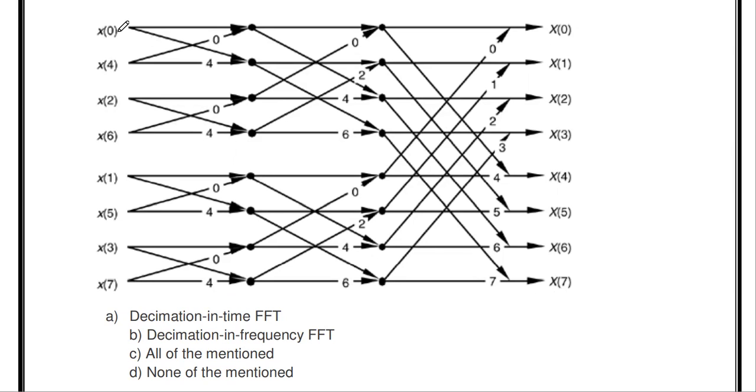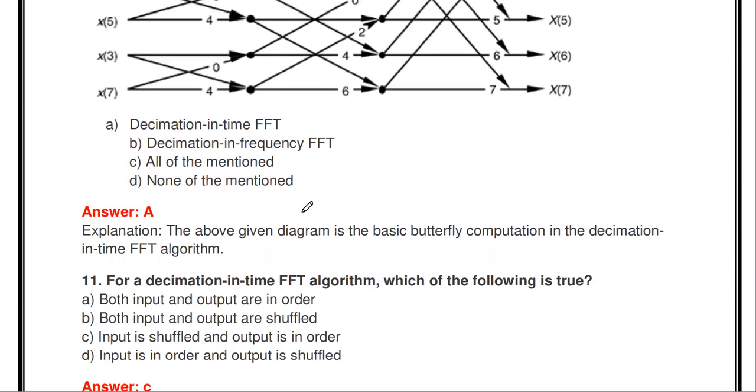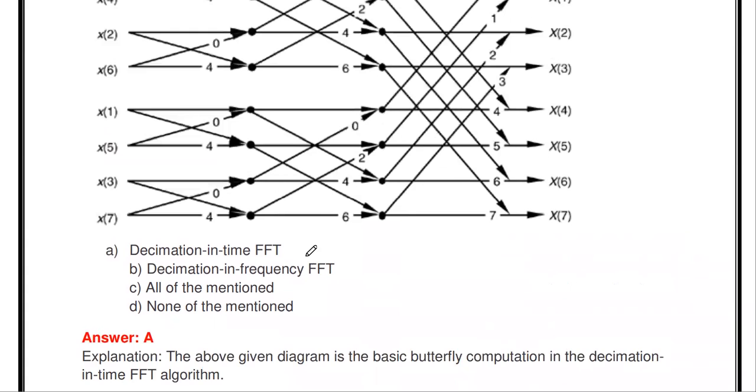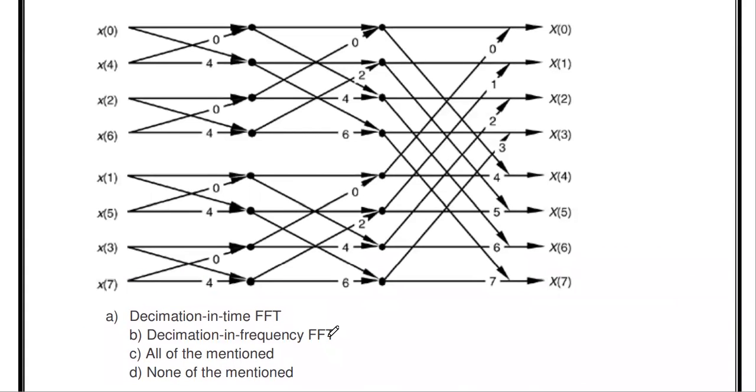So here the input is the first one, even indexed value, odd indexed value. Then first 2-point butterfly, then 4-point butterfly, 8-point butterfly is given. So this algorithm is called as decimation in time FFT, that is DIT, decimation in frequency FFT, all of the mentioned, none of the mentioned. So this diagram belongs to the decimation in time FFT.